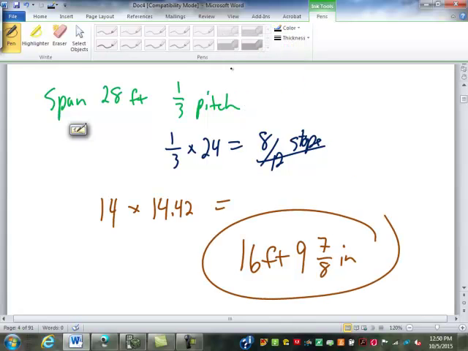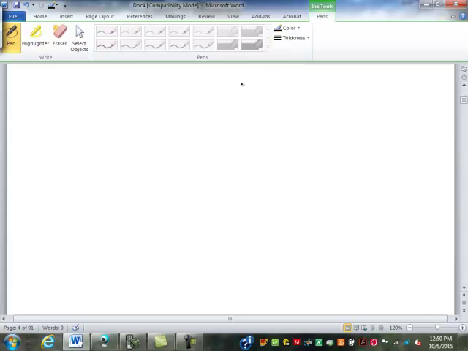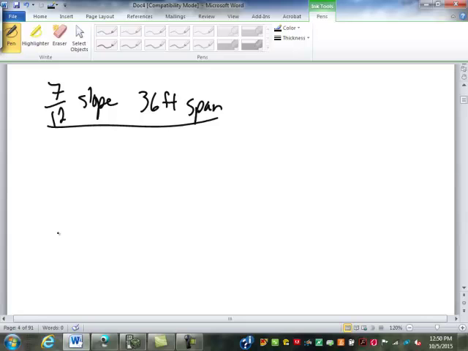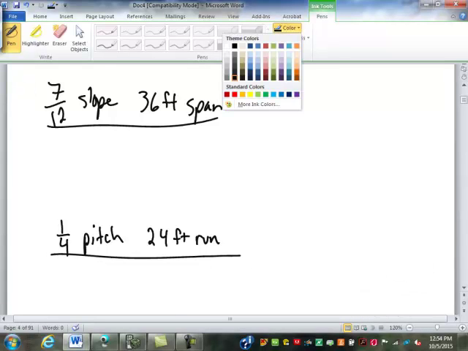Okay, I'm going to have you guys try two of them on your own here. So find the length of the common for that one and for this one. Okay, let's see how you did.